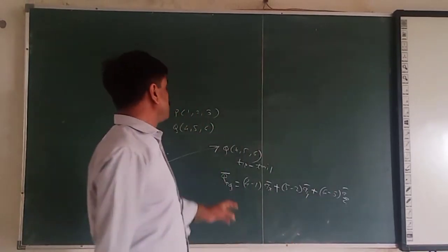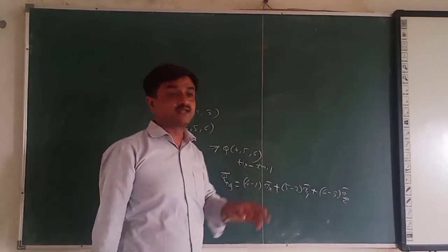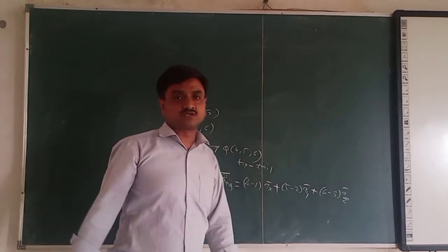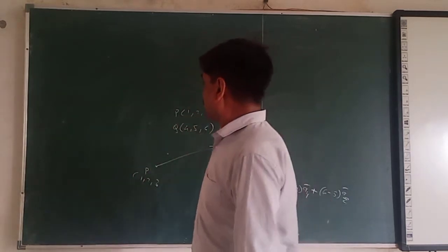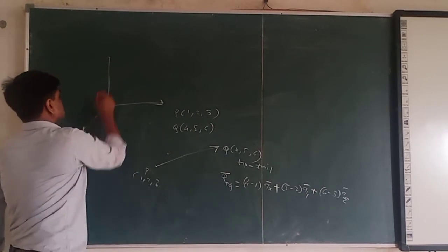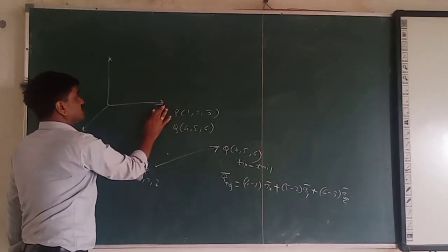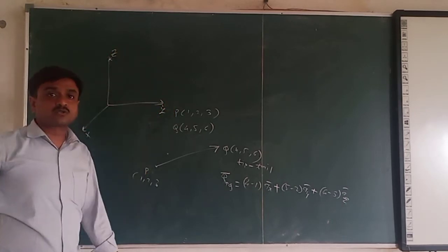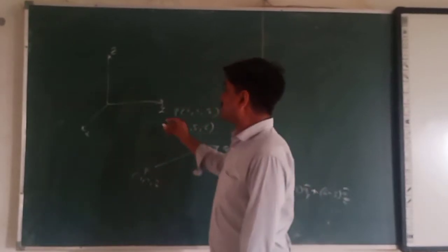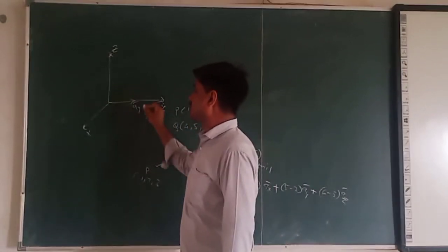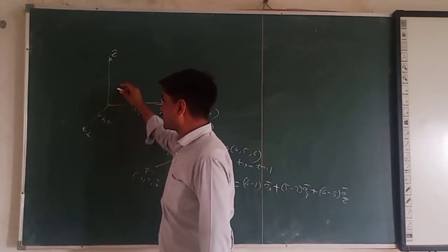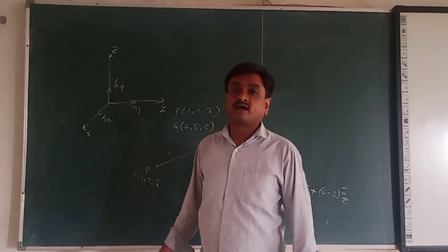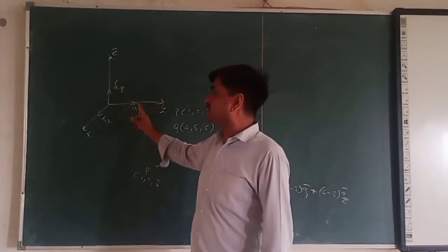So two things I have told you: how to find the distance between points P and Q, and how to calculate the vector directed from one point to another point. Now another thing: this is the x axis, this is the y axis, and this is the z axis. About the unit vectors, unit vectors are always directed along the three coordinate axes in the increasing direction of that coordinate.